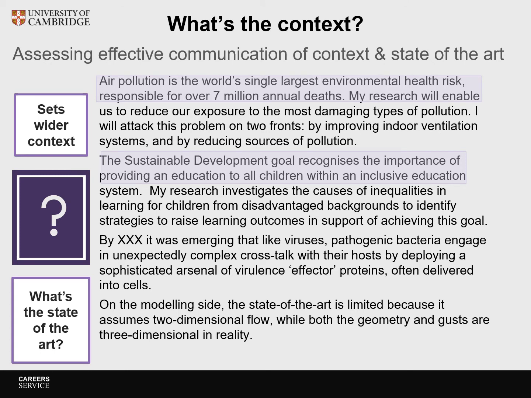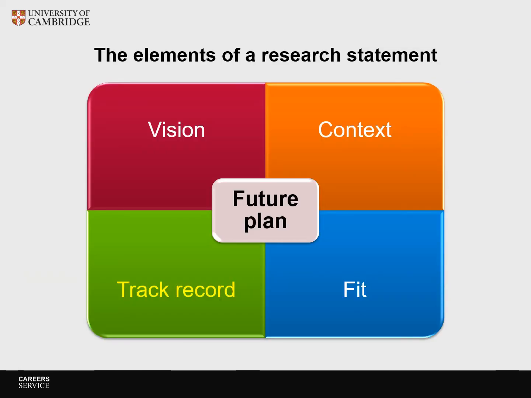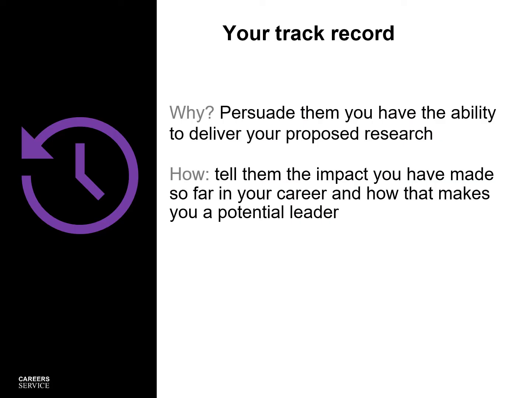So what I noticed is they explain the context and the state of the art in very different ways. One is talking about an unexpected finding that opens up a new area. The other one says the state of the art is limited because of some methodology limitations. So both talk about the state of the art and present it so the reader knows that you're really up to date with it, and how that opens up the research you want to do. So next, let's look at your track record.